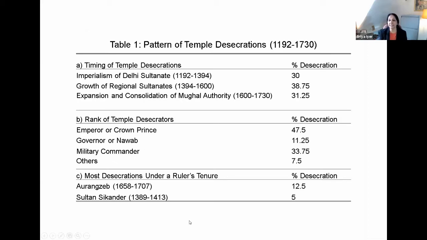One thing I should point out is that there are 2 Muslim rulers who stand out in being quite iconoclastic, in that they were responsible for many desecrations. One is Aurangzeb, who I've already spoken about, and the other is Sultan Sikandar of Kashmir. It is important to point out, especially when I'm presenting some of the other results, that we present the results with and without these iconoclastic rulers.